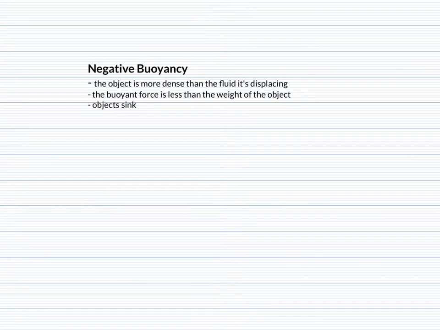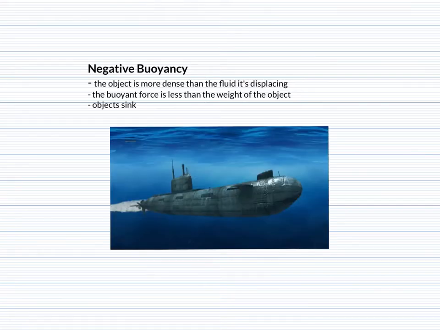Let's talk about negative buoyancy. With negative buoyancy, the object is more dense than the fluid it's displacing. The buoyant force is less than the weight of the object, which means the object is going to sink. Think about a submarine. Submarines can be above water and below water, hence the name submarine. To make the submarine sink, it fills up these tanks with water, which increases the density of the submarine. Now it's heavy and buoyant force can't hold it up.